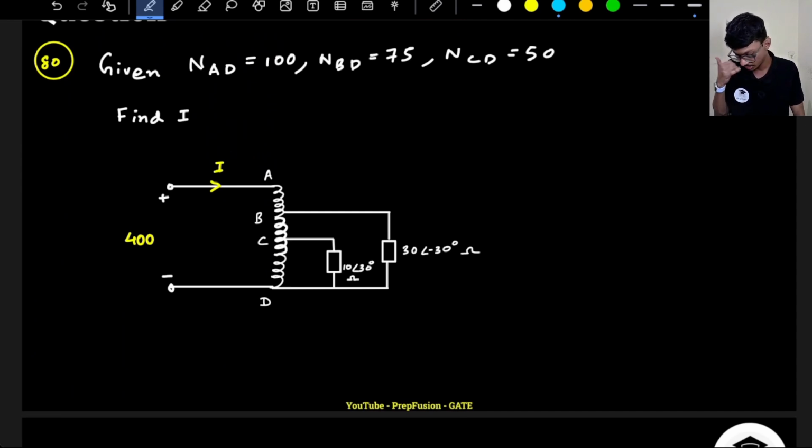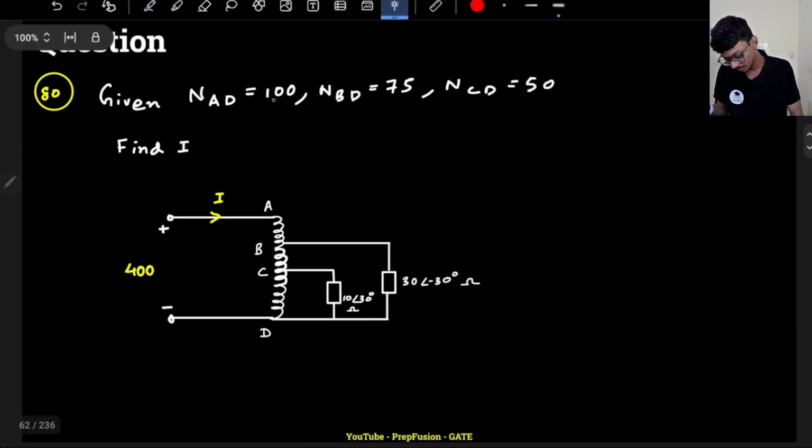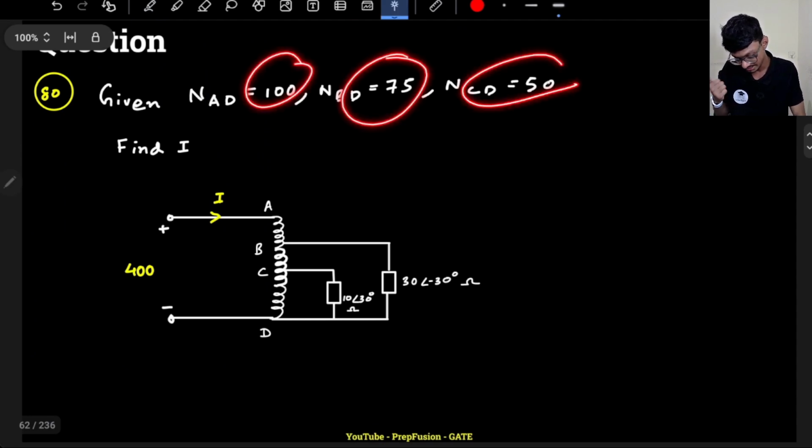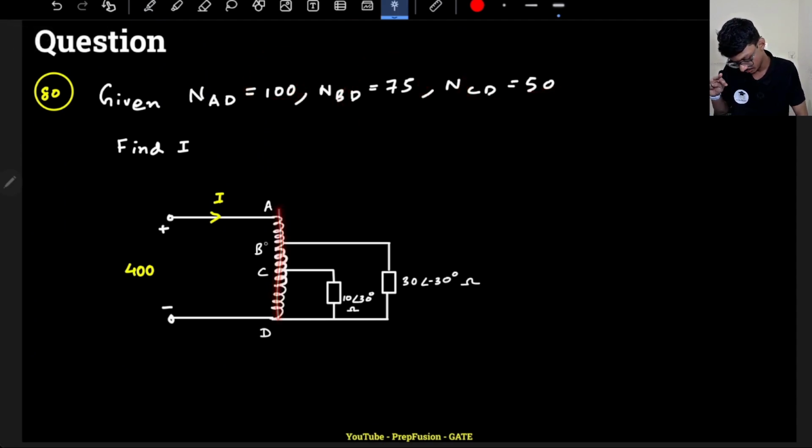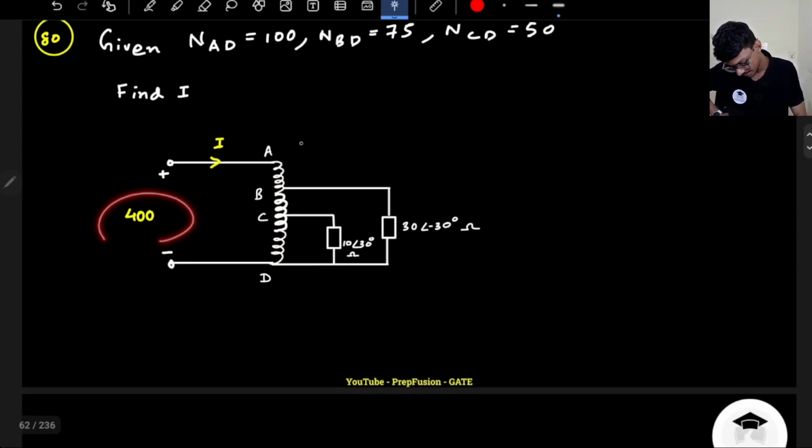So in this question we have been given the number of turns NAB, NAD, NBC, NCD. Okay, find I. We have to find out the current I. How will I find out the current I? So this is 400 volts. So VAD is 400, right?